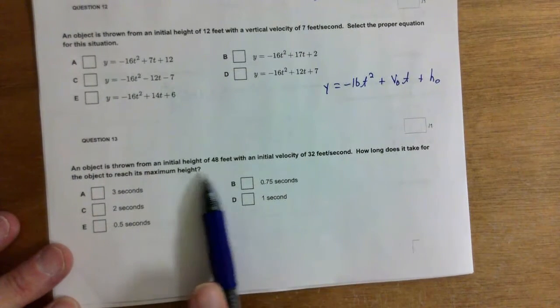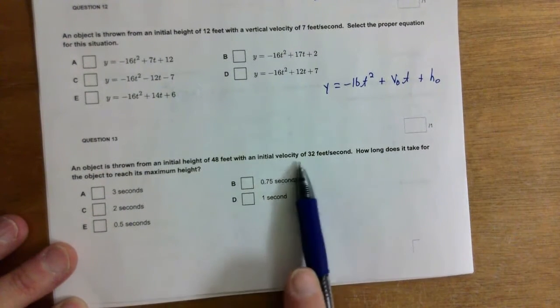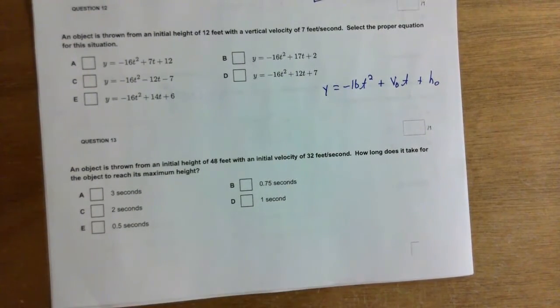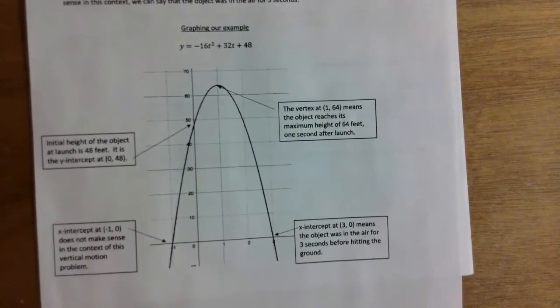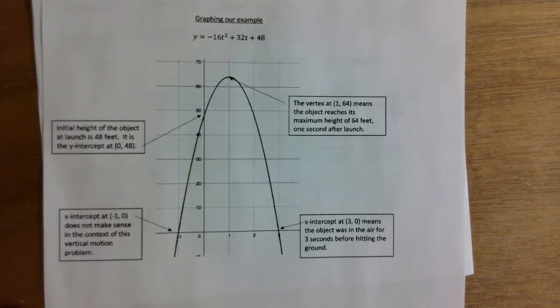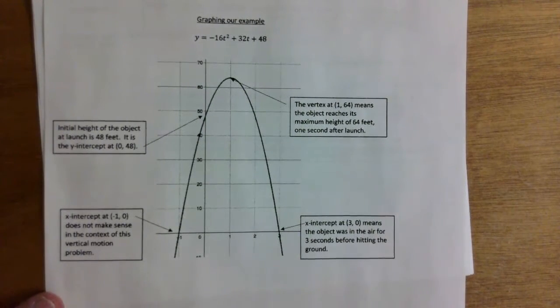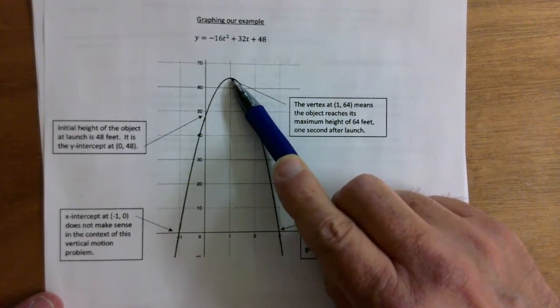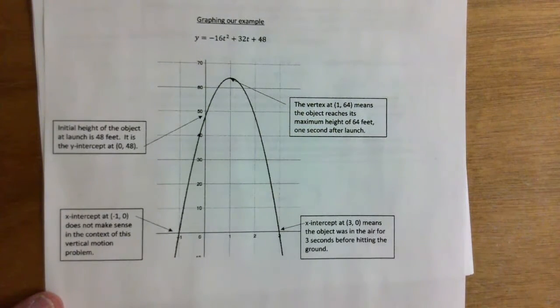All right, this is an object thrown from an initial height of 48 feet with an initial velocity of 32 feet per second. How long does it take for the object to reach its maximum height? Guys, this is exactly the example we did right here. Why don't you take a look at that? You can stop the video if you want. This has the answer right in here. It's launched from 48 feet. It goes up and its maximum height is right there. How long did it take? All right, the vertex is listed right here. How long did it take?